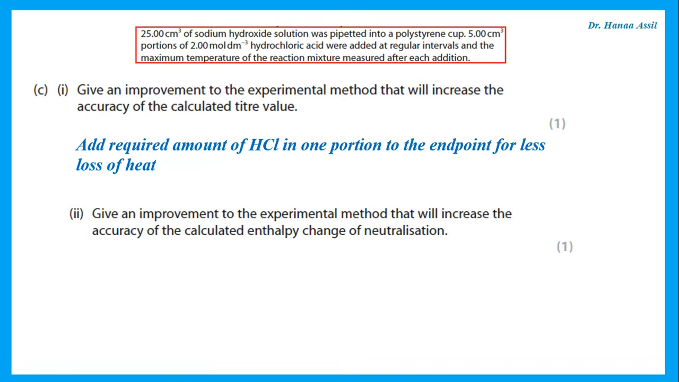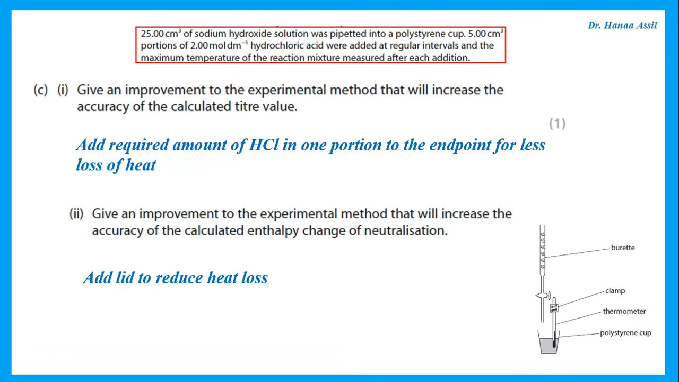Give an improvement to the experimental method that will increase the accuracy of the calculated enthalpy change of neutralization. How can I get a better value for delta H of neutralization? Well, what did he do? He had the polystyrene cup and he was adding portions. Well, one method would be to add a lid to the polystyrene cup. Again, that would reduce heat loss.